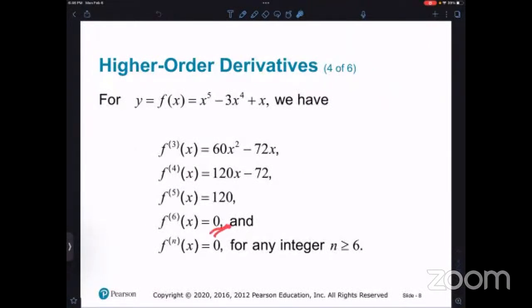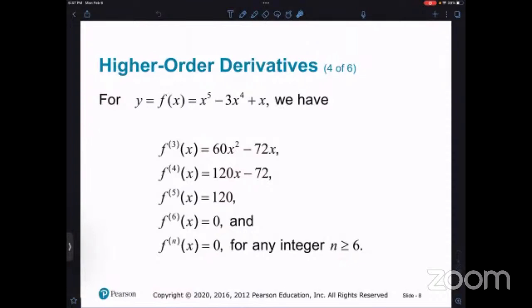Okay, and so the nth derivative of f is going to be 0 when n is greater than or equal to 6, right? So in this case, we can't go higher than a sixth order derivative. All right, but the whole gist here is that we can take the derivative of the derivative a certain amount of times.